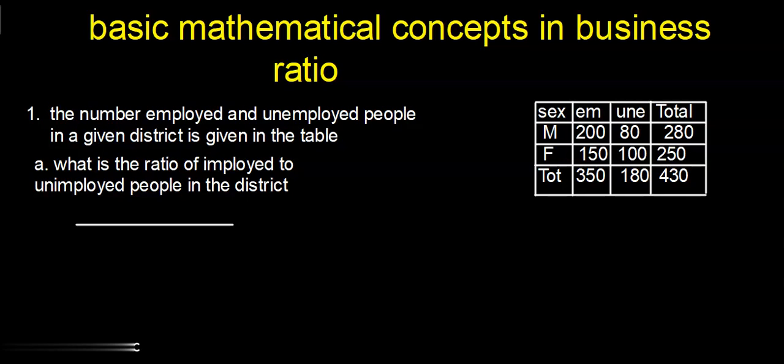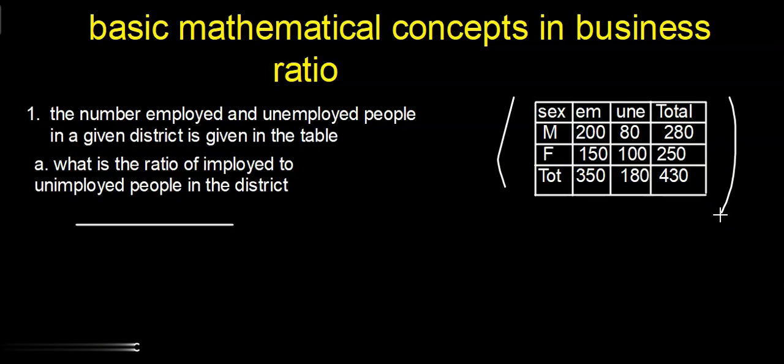Talking about a ratio means comparing two or more things or quantities that are expressed in the same unit of measurement. I'm going to explain it by doing some examples. So let's get started. The first example says that the number of employed and unemployed people in a district is given by the table. We have a table here showing the number of employed and unemployed people, and what we're looking for is the ratio of employed to unemployed people in the district.